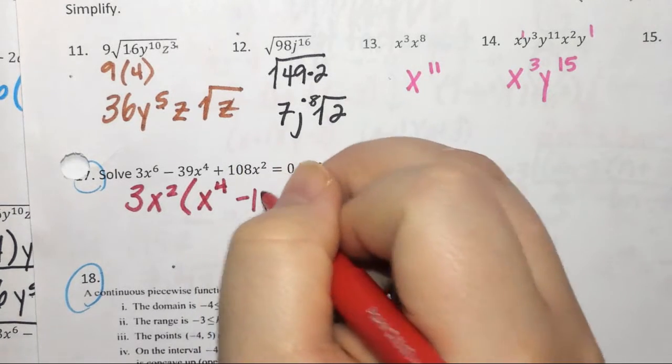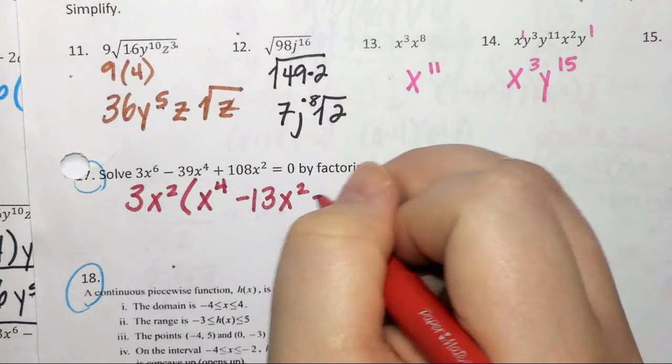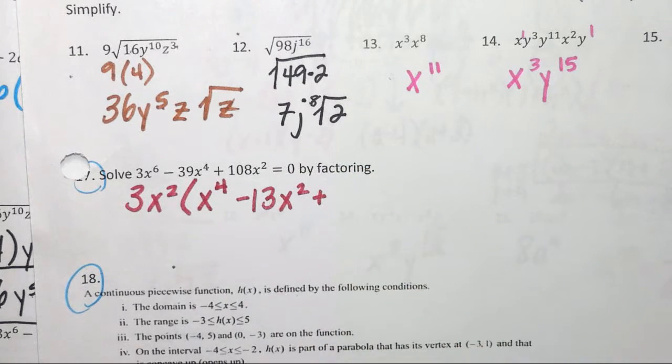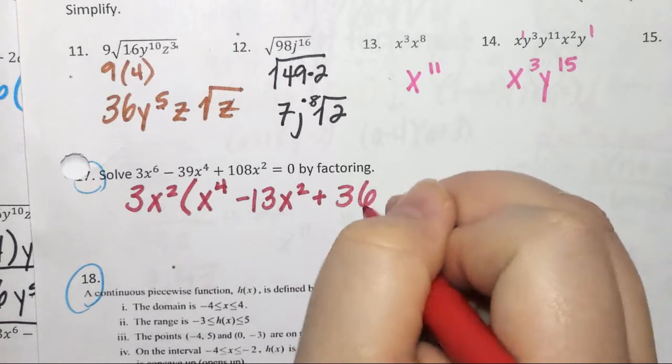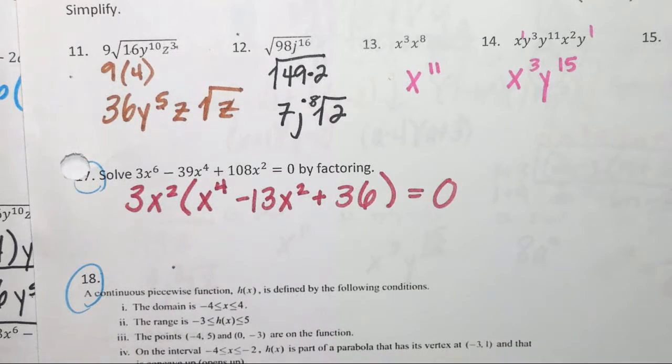And then minus 13 x to the... Yes, and then plus what? 36. And is there an x? No. Okay, so 2 and 6 can have a point.